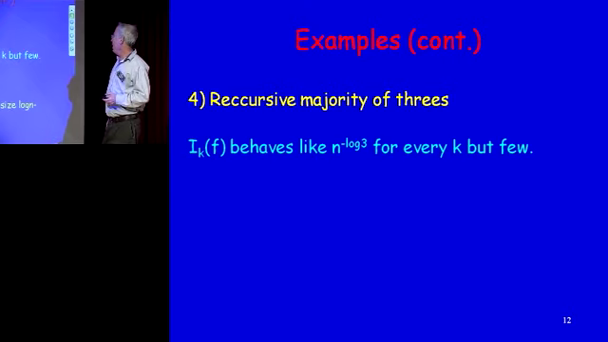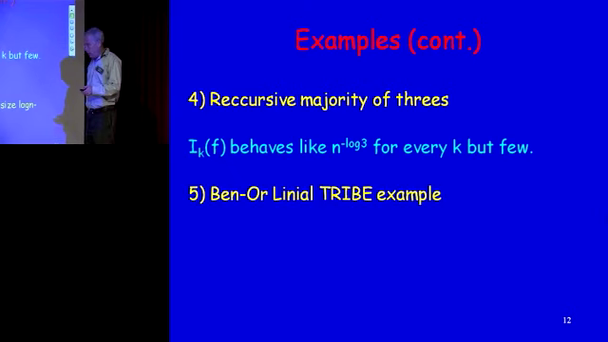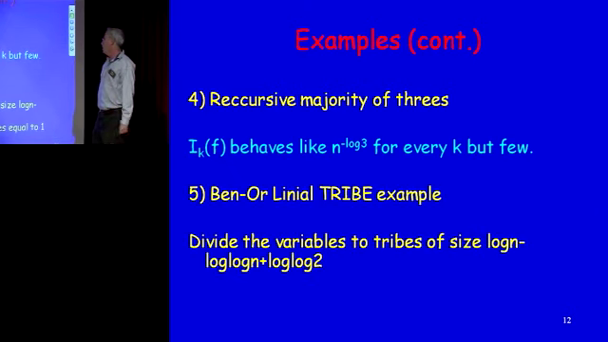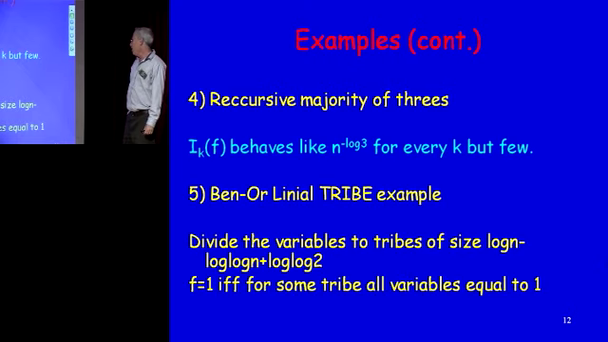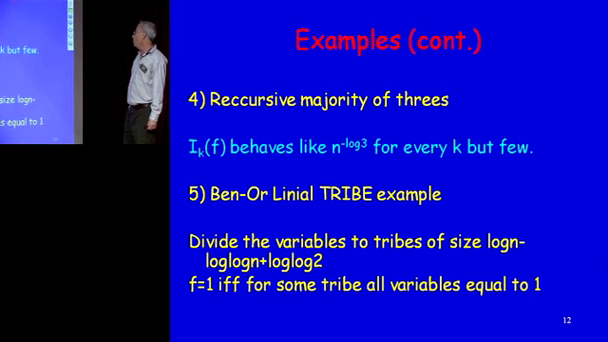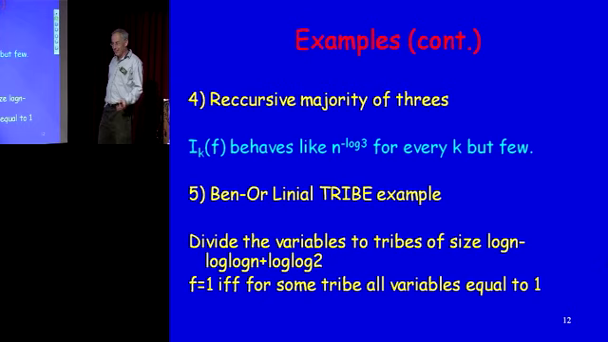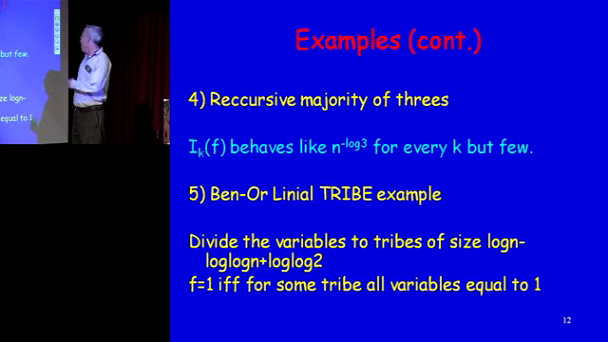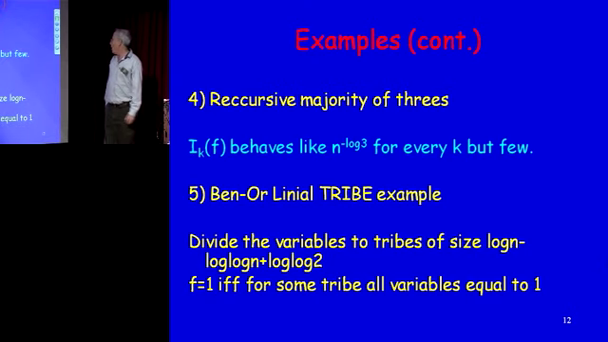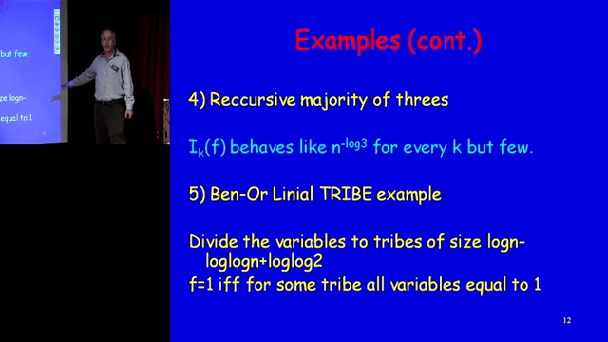And then the last example is the Ben-Or–Linial tribes example. And this is really a remarkable example that Michael Ben-Or and Nati Linial found in '85. Divide the variables into tribes of size log n minus log log n plus log log 2. And f is 1 if and only if for some tribe all variables equal 1.